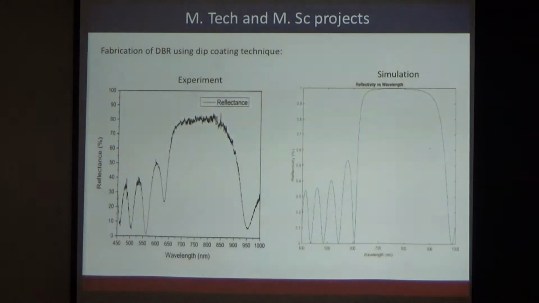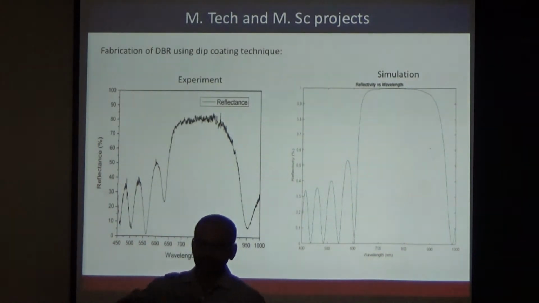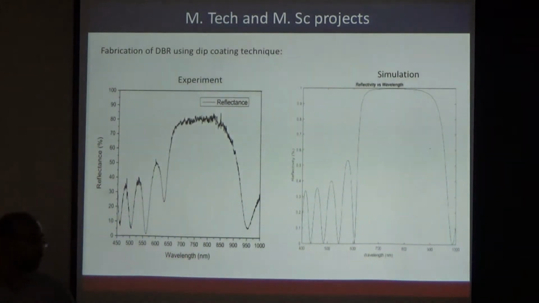So, these are the distributed Bragg mirrors fabricated by M.Tech and MSc students in our department. Since we do not have a good evaporator there, we are trying to do some wet technique. We are doing a dip coating technique to achieve this DBR, and this is one of the DBRs that the students have made.